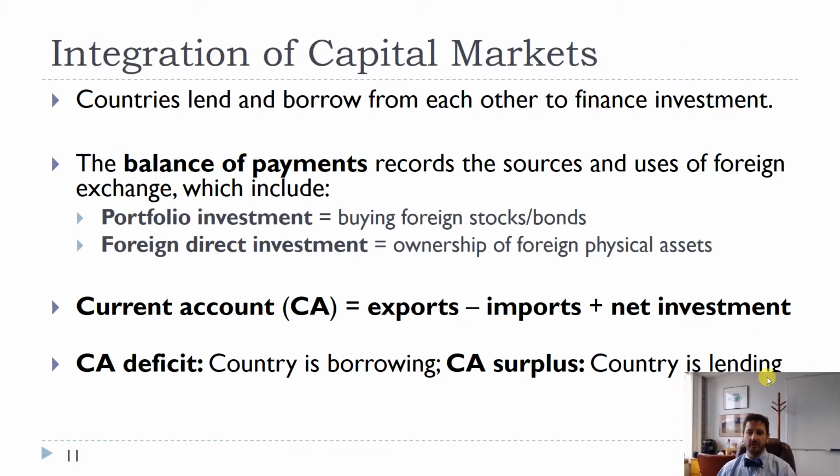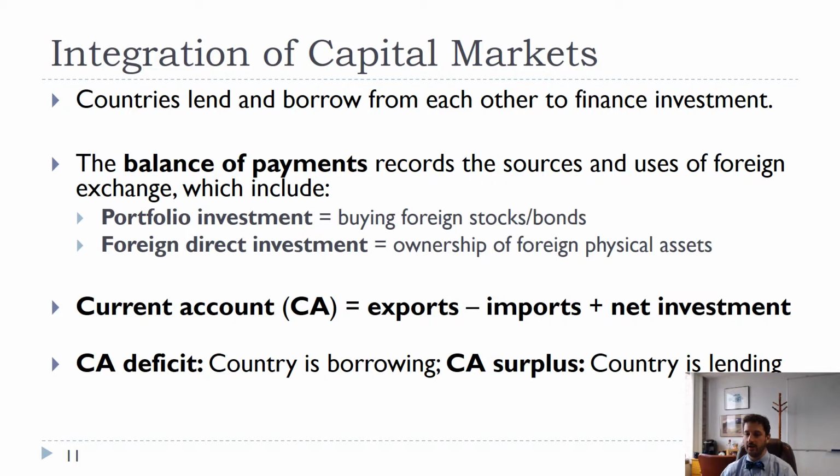Another measure of increased globalization is the capital markets. And so capital markets and goods markets are in some ways two sides of the same coin, right? Because when goods are flowing in this direction, we're going to have money flowing in the other direction. And there's going to be both money flowing in order to pay for those goods and services, but also money flowing for investment. And so the balance of payments records the sources and uses of foreign exchange, which include portfolio investment, meaning buying foreign stocks and bonds.